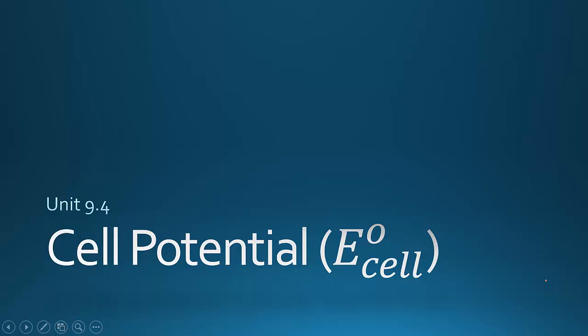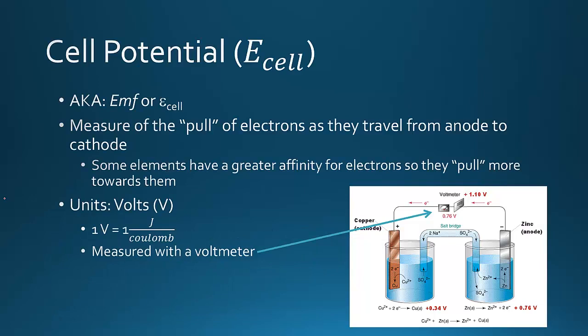When constructing a galvanic cell, you've created a battery, and we measure how much energy your battery puts out as its voltage. The technical term for a battery's voltage is its cell potential, designated by the variable E cell, sometimes referred to as the electromotive force. It's the measure of how much attraction electrons have for the cathode. It's the pull of electrons towards that cathode. So the voltage of a battery is how much energy those electrical charges of an electron can put out.